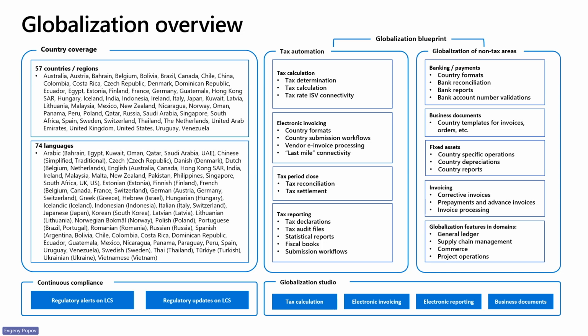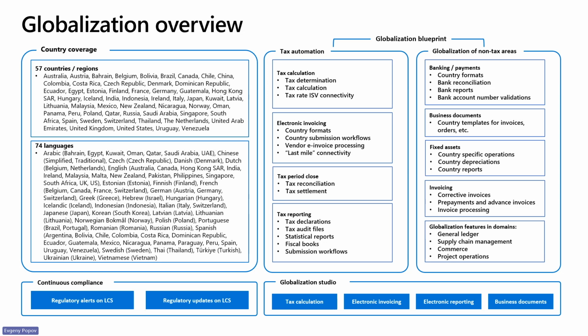For example, we offer country-specific bank payment formats. Supported business documents include country-specific invoice layouts, pay slip layouts, and so on. And we also provide fixed assets localizations and country or region-specific invoice localization features such as corrective invoicing or prepayment invoicing. Additionally, we offer features in other domains such as supply chain management and commerce.